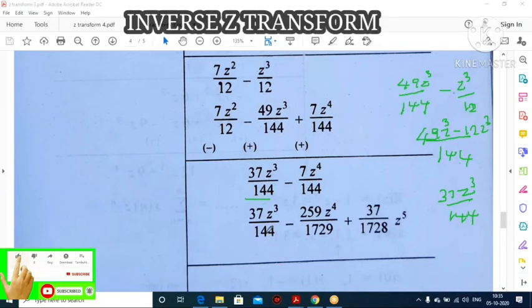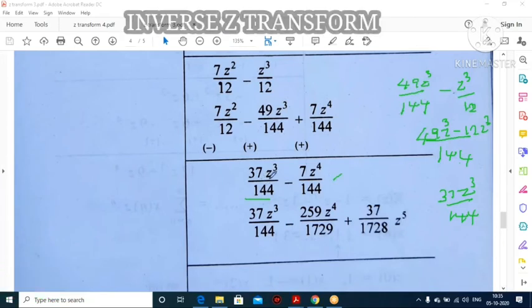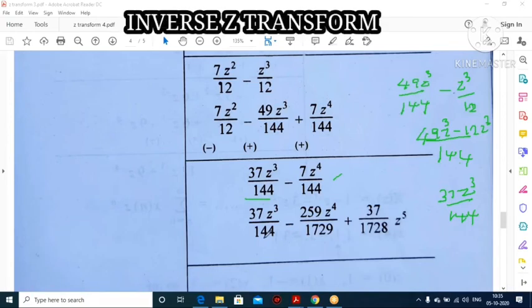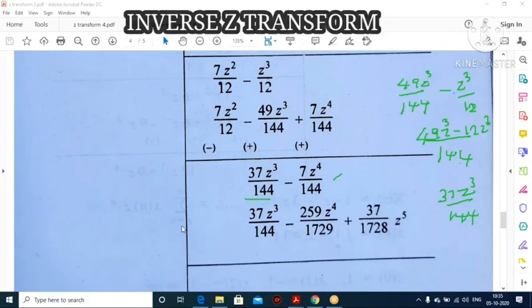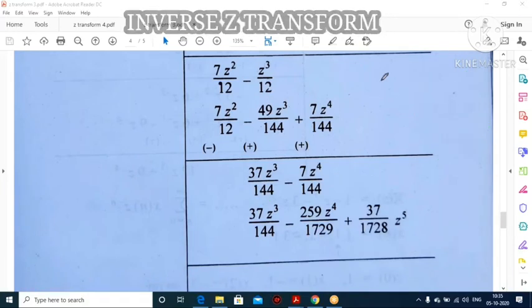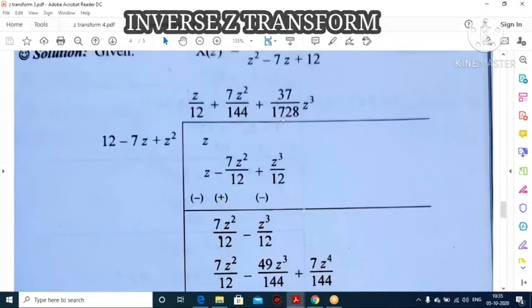Okay, am I clear here? Right. So now the second term will be 7 z power 4 divided by 144. Now 37 z cube divided by 144. Here the product term will be z, so 37 z cube divided by 144. See, divided by 12 now. So I put it as 37 divided by 1728 z cube.